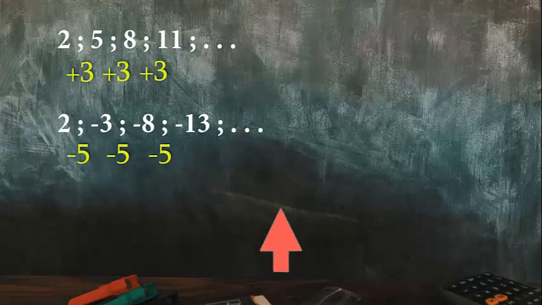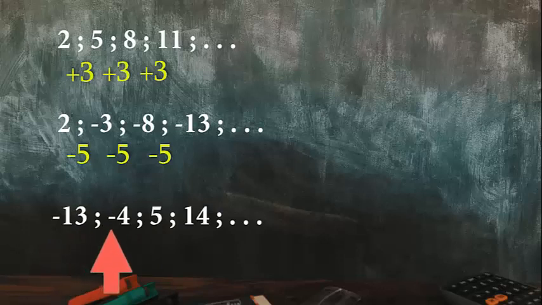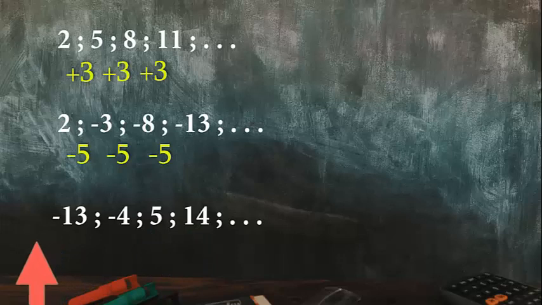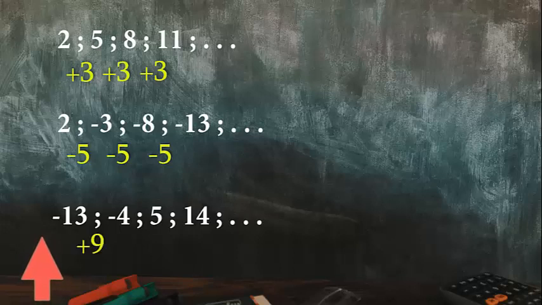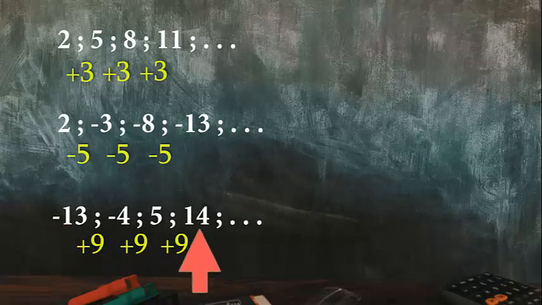Now let's see if you can do the last one by yourself. So here we have minus 13, minus 4, 5 and 14. What is the first constant difference? Did you get it? Excellent. Yes, it is a plus 9. So minus 13 plus 9 is minus 4. Minus 4 plus 9 is 5. And 5 plus 9 is 14. So you just calculated the first constant differences for each of these sequences.